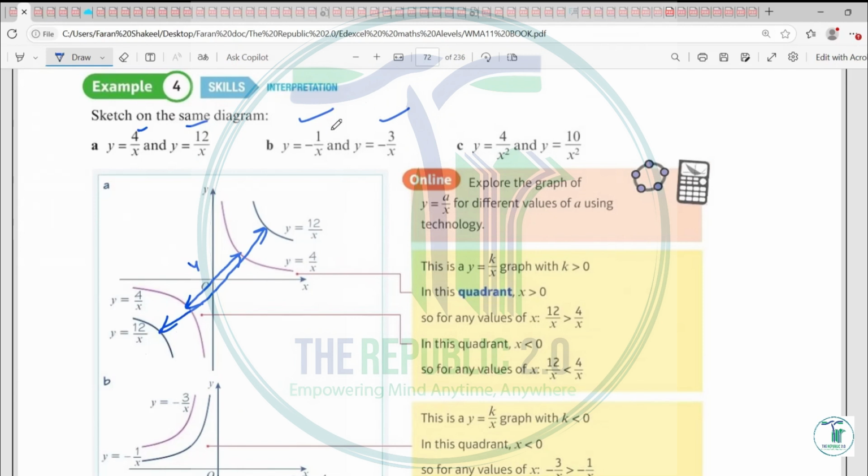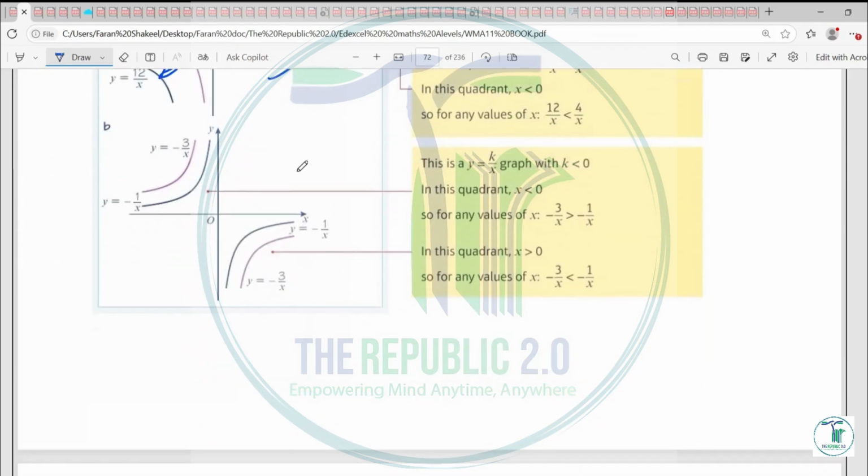And now if you've got negative 1 by x and negative 3 by x, forget about the negative sign, just plot them. This function goes into the second and the third quadrant, and 1 and 3 explain the distance between them. So you've got these two graphs. This is going to be the 1 unit, right? And this is going to be the 3 units. So that is how we can plot these things down.